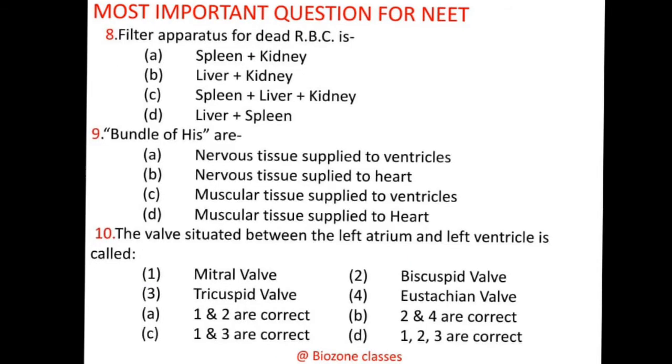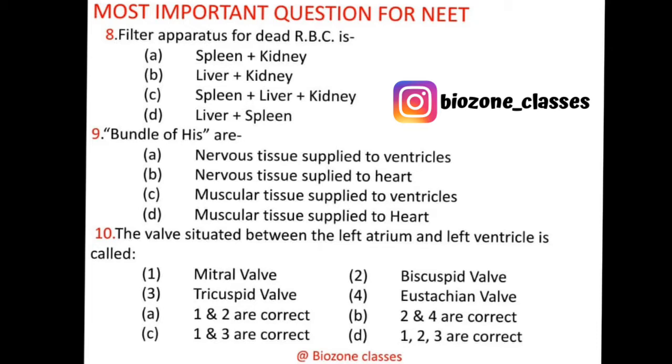Now we come towards question number 8. Filter apparatus for dead RBC is spleen and kidney, liver and kidney, spleen, liver and kidney, liver and spleen. So the correct answer for question number 8 is D, that is liver and spleen.